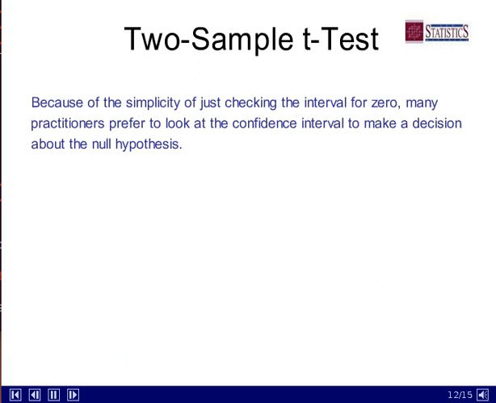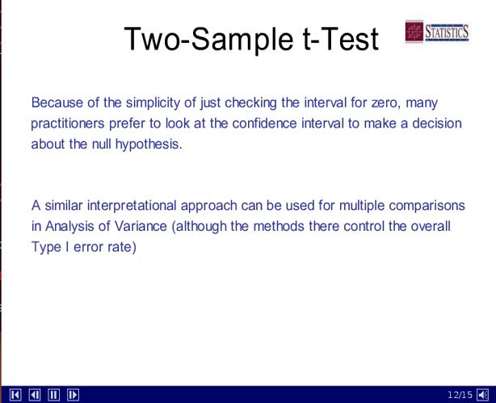Because of the simplicity of just checking the interval for 0, many practitioners prefer just looking at a confidence interval and seeing if 0 is in the interval. If it is, well, then we say there's no statistical difference. And if it's not, based on whether it's positive or negative, they decide which mean is bigger. And then we can quantify how much bigger it is by using that interval. So many times if you reject the null hypothesis, you're going to use a confidence interval to quantify the magnitude of the difference between the two. So why not just go to the confidence interval directly and check the interval?